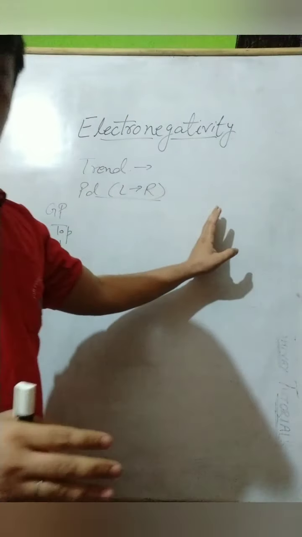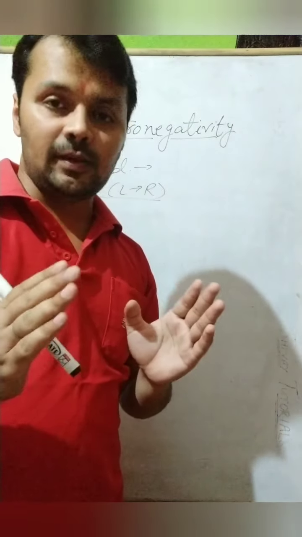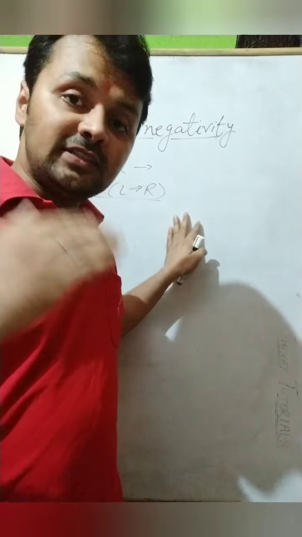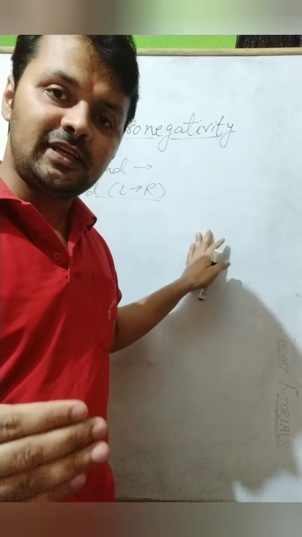Along with the period we have studied that atomic size remains the same because the number of orbitals remains the same, and the nuclear charge is continuously increasing because atomic number is increasing, right?